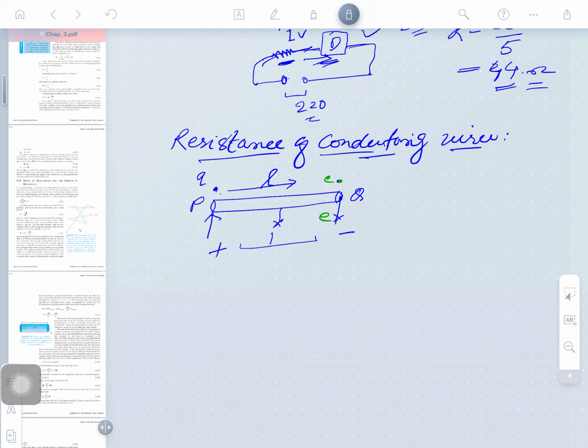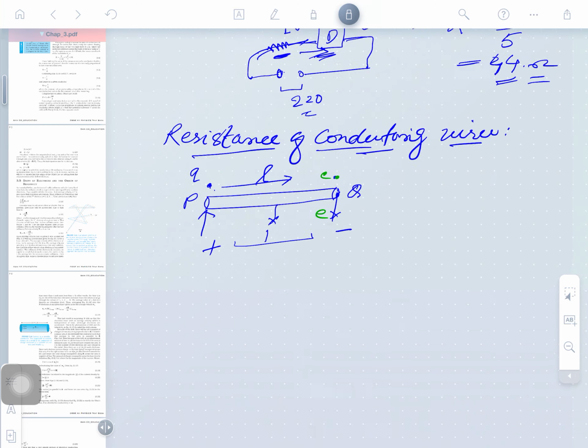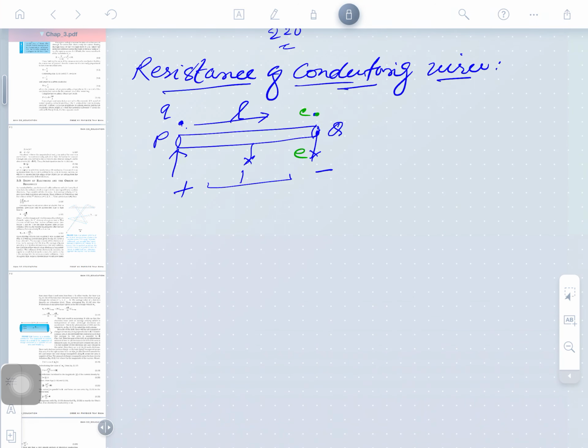Obviously, if the length is high, the charge will have to travel more distance. It will take much more time to reach the terminal, and only then is the current said to have passed as a result of passing charge. So if the length of the conductor is high, the charge has to travel a large distance, and the resistance of the conductor will increase on increasing the length. If we increase the length of the conductor, the resistance will also increase, right?